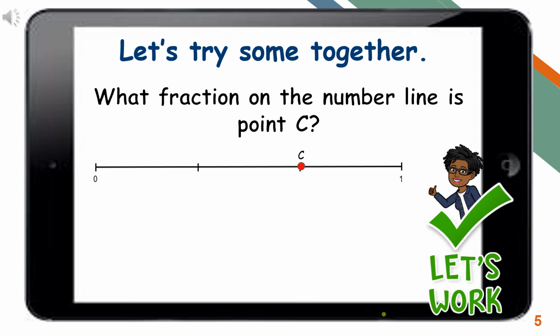Let's try some together. What fraction on the number line is point C? Look at the number line. How many parts is the number line divided into? Pause the video to copy the number line on your paper and count the number of parts.